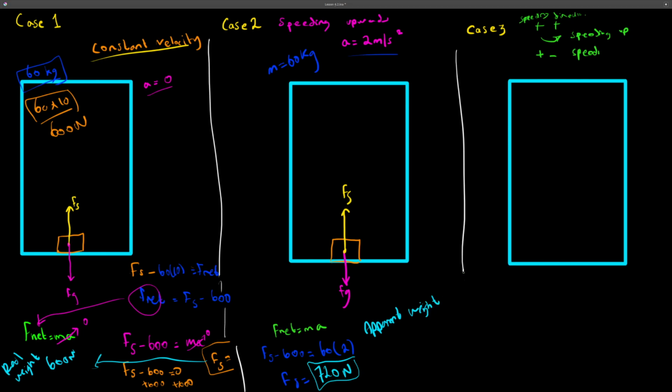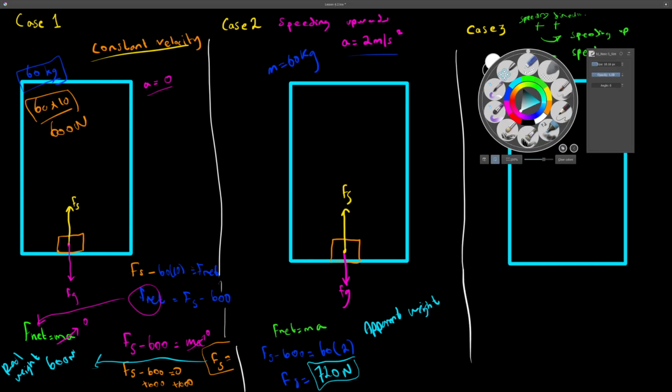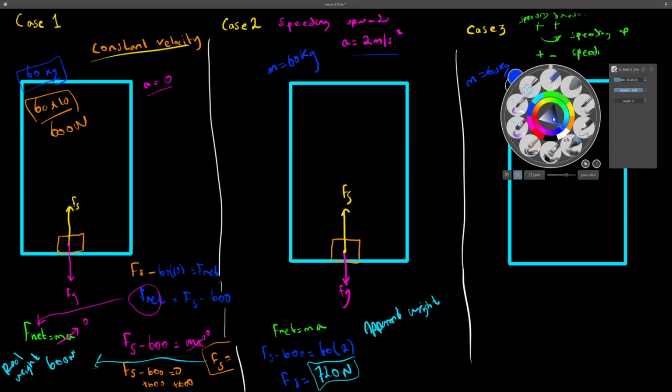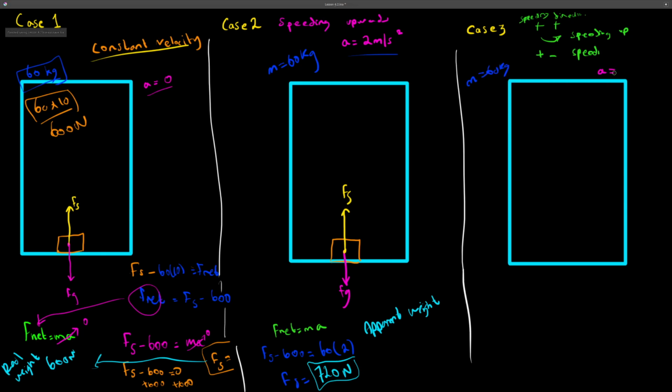Now the final case, same mass, but this time we're going to say our acceleration is going negative. So minus 2 meters per second squared, and we're going upwards still. So what does this mean? Negative and then the positive direction. That means we're slowing down in the positive direction. So slowing down in the upwards.